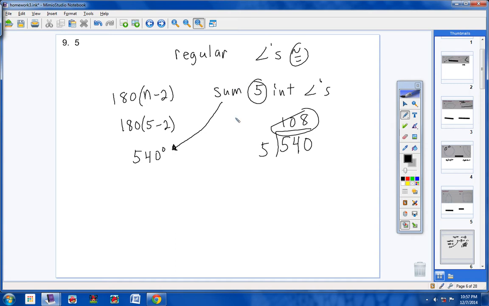Now listen, students, they also want us to find the measurement of the exterior angle. Now listen, how many sides does this polygon have? 5. How many interior angles does it have? 5. How many exterior angles does it have? 5. What is the sum of the exterior angles of a convex polygon? It's the same, remember. It never changes.